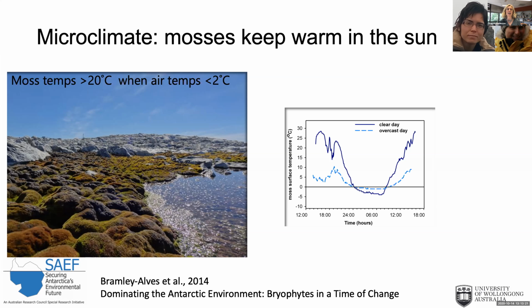So in that graph, you can see that on a hot sunny day, the moss beds will get to 25 to 30 degrees on a clear sunny day. And even on a cloudy day, they'll often get to 10 degrees. So they're much warmer than we might anticipate just from air temperatures.